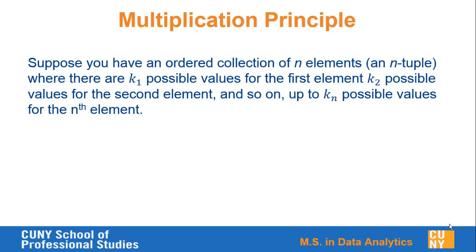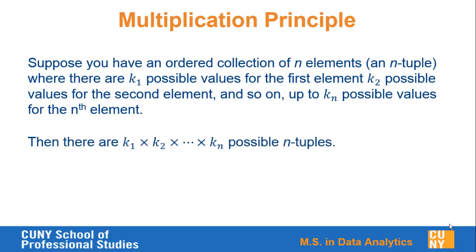The multiplication principle states that if you have an ordered collection of n events, or an n-tuple, where there are k1 possible values for the first element of the n-tuple, k2 possible values for the second element, and so on, all the way up to kn possible values of the nth element, then the number of possible outcomes, or n-tuples, is k1 times k2 all the way up through kn.